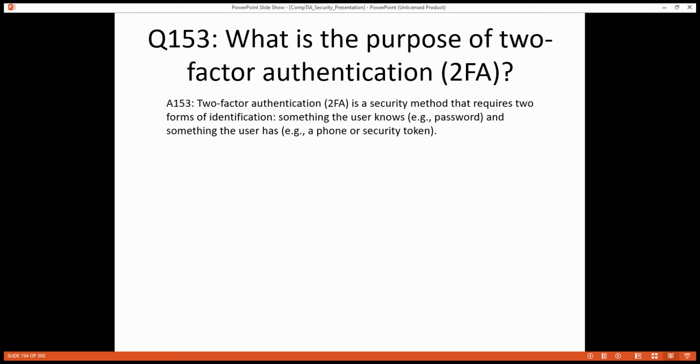Q153. What is the purpose of two-factor authentication, 2FA? A153. Two-factor authentication, 2FA, is a security method that requires two forms of identification: something the user knows, e.g., a password, and something the user has, e.g., a phone or security token.